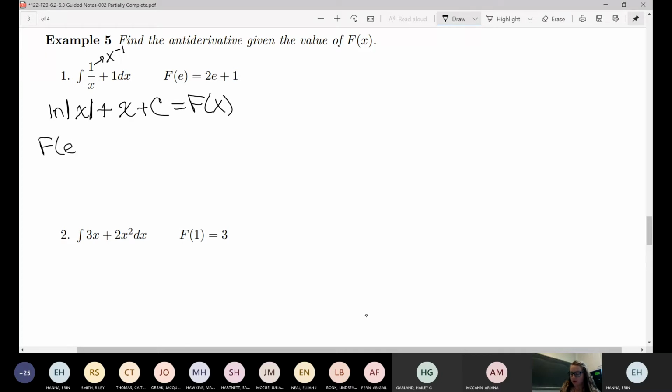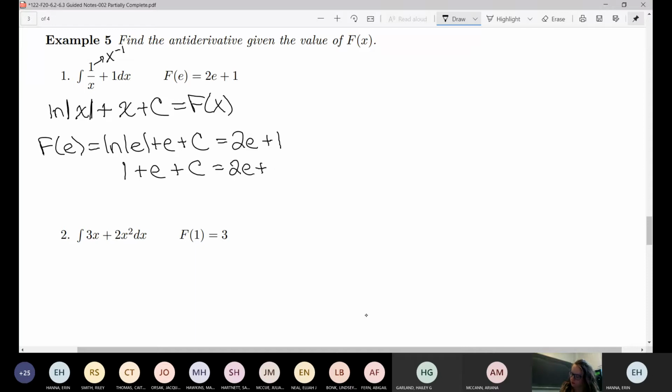And then we're told if we plug in e, that should equal 2e plus 1. The natural log of e, you might remember this off the top of your head, or you can punch that into a calculator, is 1. So if we subtract that e from both sides and subtract the 1 from both sides, we get that c equals e.